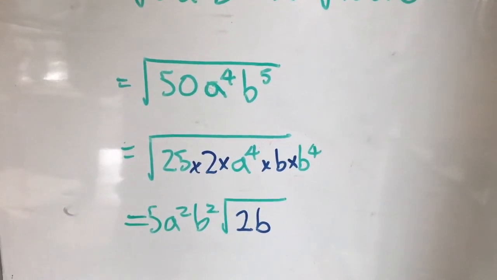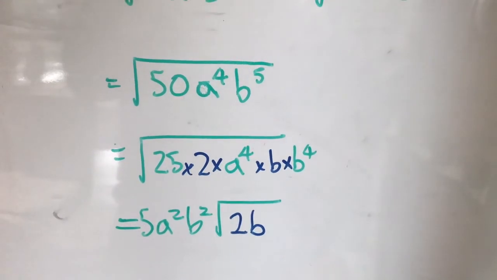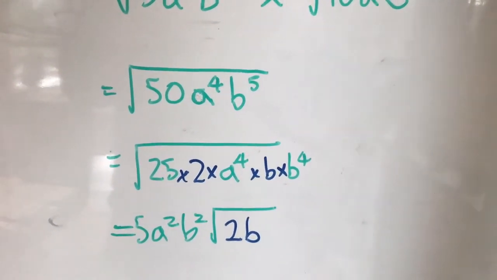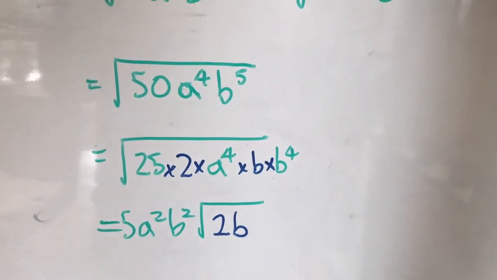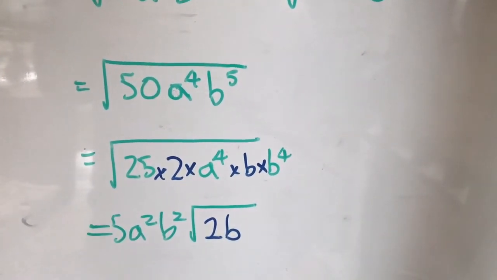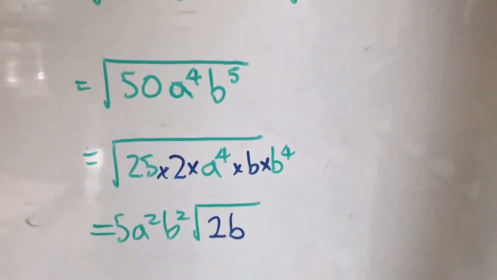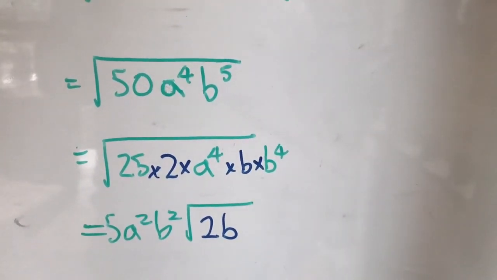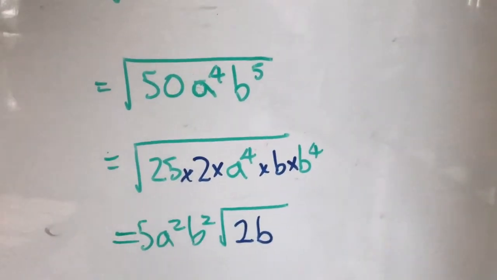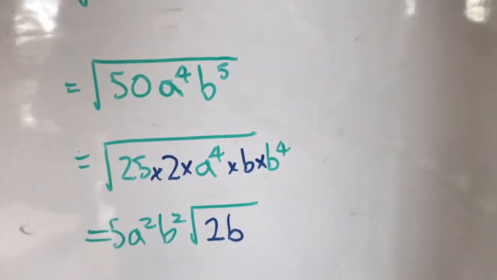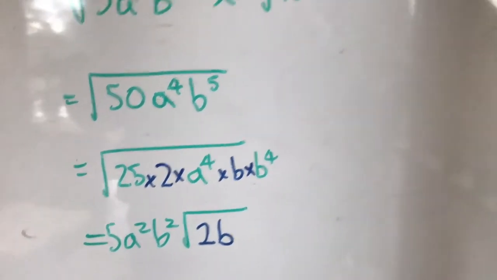A to the power of 4 is a squared squared. So if I square root it, it halves the power. The power becomes a squared. Likewise, b squared times b squared gives me b to the 4. So if I split that b to the 4 out and have it as b times b to the 4, I can square root b to the 4 and it comes out the front as a b squared. The 2b stays behind.